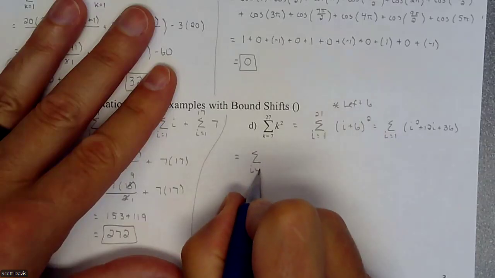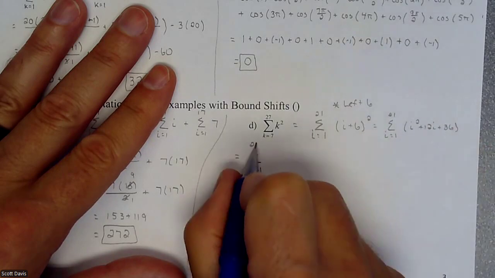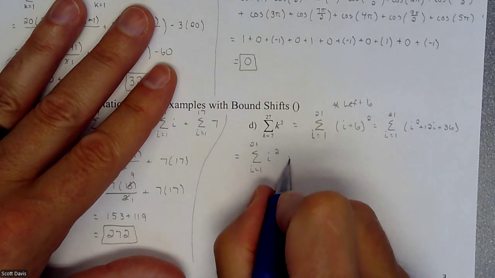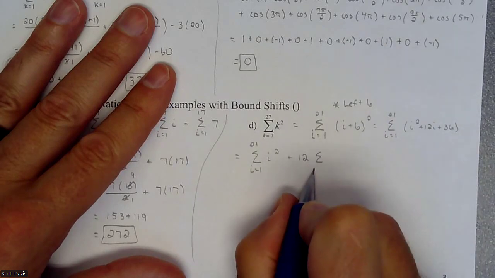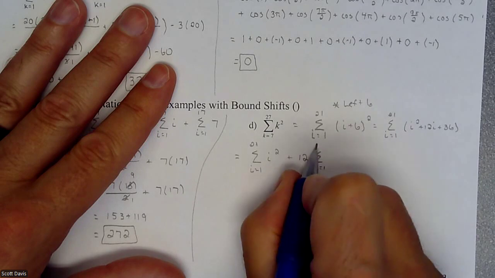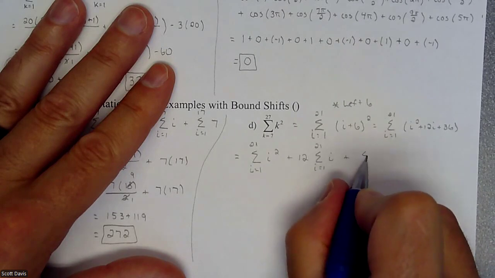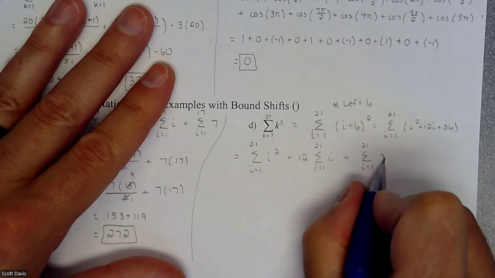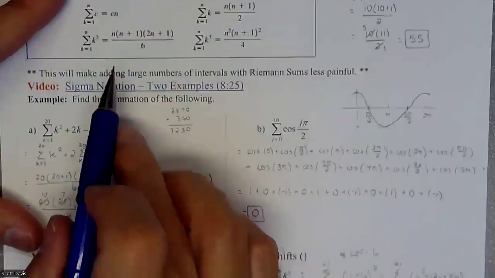So the sum from i equals 1 to 21 of i squared. And then here I'm going to rewrite it as 12 times the sum from i equals 1 to 21 of i, plus just this constant, the sum from i equals 1 to 21 of 36. Okay, so now I have my formulas again. So I have an i squared.